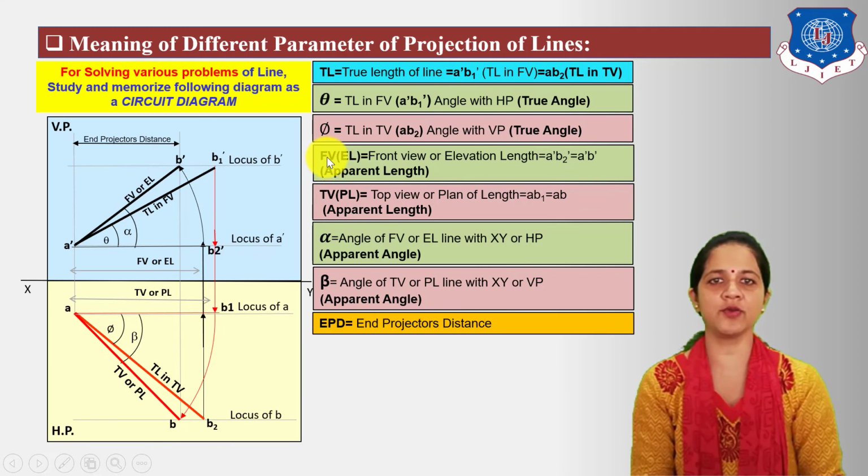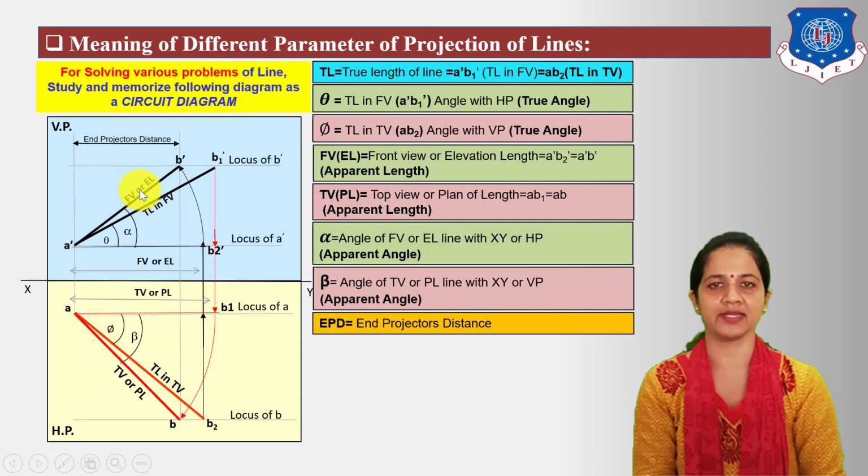Next, front view or EL is equal to front view or elevation length, which is equal to A dash B2 dash, which is equal to A dash B dash, and which is known as apparent length. Here you can see A dash B2 dash and A dash B dash both indicate front view length. A dash B2 dash is the horizontal component of front view length and A dash B dash is the inclined component of front view length.